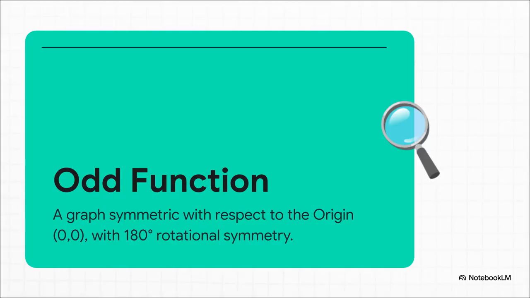All right, but what if the graph isn't a mirror image across the y-axis? Well, it might be what we call an odd function. Now, this kind of symmetry is a little different. It's not about flipping it, it's about rotating it. A full 180-degree turn right around the origin. You know, that center point, (0, 0).